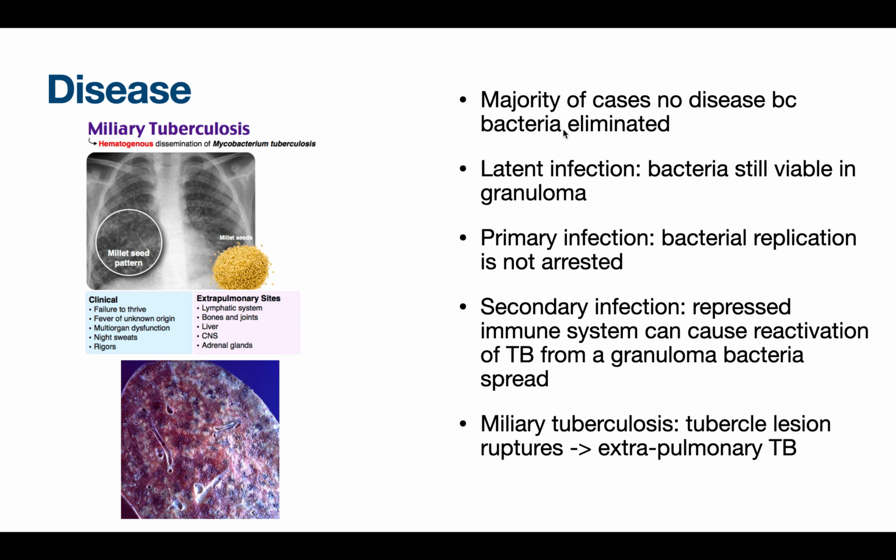But in the majority of cases, the body actually eliminates the bacterium pretty well. In the latent infection, the bacteria are still viable in the granuloma, and in the primary infection, the bacterial replication is active. Secondary infection is when a suppressed immune system causes a reactivation of tuberculosis from a granuloma, and then the bacteria spread.